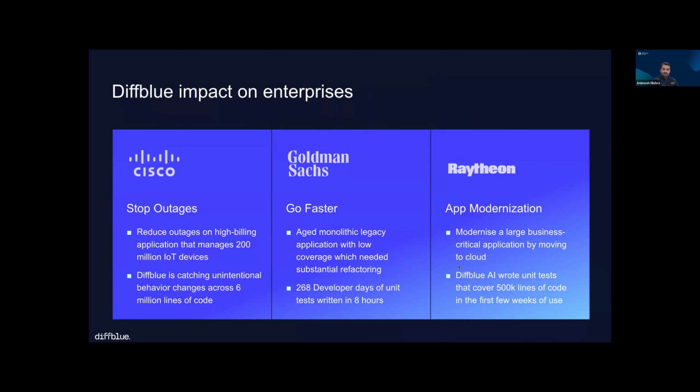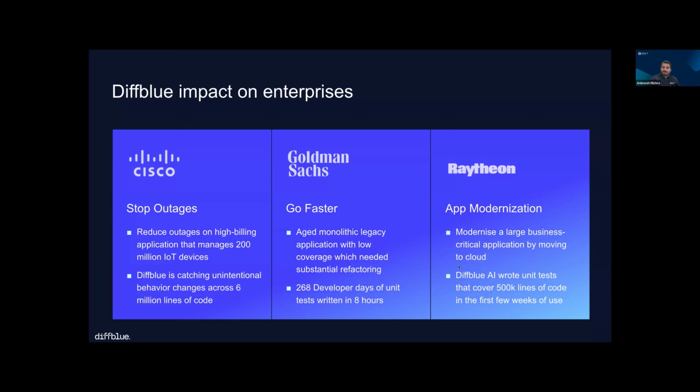So Cisco is a big case there where they had a high billing application, an IoT platform, processing 200 million IoT devices with more than a billion messages. And they used Diffblue Cover to write test cases for the applications to make them more resilient. And the result they found was there were fewer outages, and we caught unintentional behavior changes across 6 million lines of code.